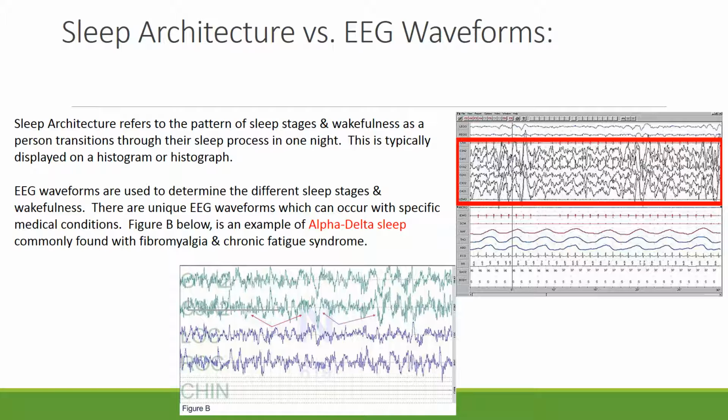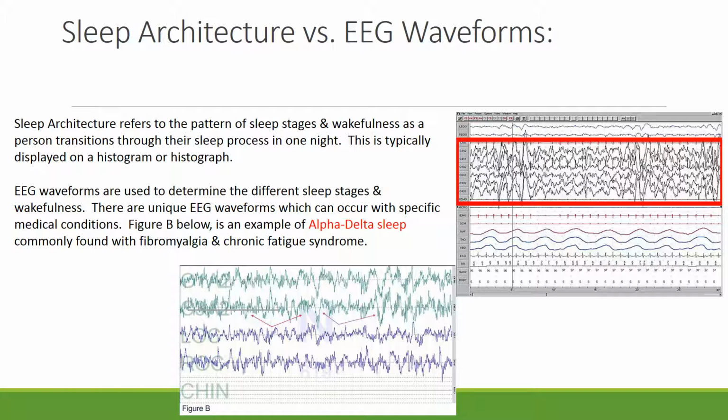The picture on the left, let's talk about that, because as you can see, that's showing you the brain and eye activity. The channel on top is actually your occipital lobe. The channel below that is your central lobe. And then the channel below that, which is a brighter blue, is your left eye. And then the channel below that is your right eye. And comparing that to the picture on your right of those same channels, notice they're more jagged, would be my description of it. And what you're actually seeing in the figure B below, this is an example of what's called alpha delta sleep. And we see this commonly in patients who have been diagnosed with fibromyalgia and chronic fatigue syndrome.